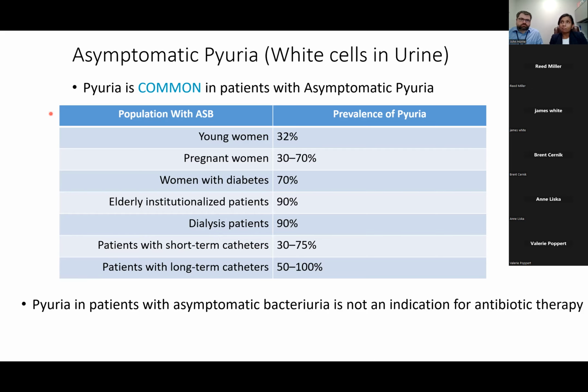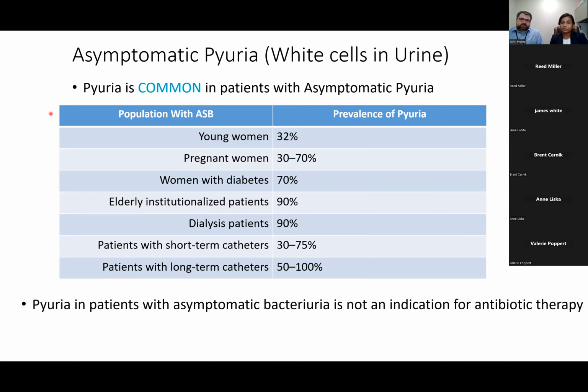If we step back and think about why you have white cells, white cells can be because of infection, but also because of inflammation, irritation, and other reasons as well. So it doesn't only happen because of infection. It's really important to make sure we don't treat patients when they have no symptoms just for white cells in the urine. Yeah, that's great.